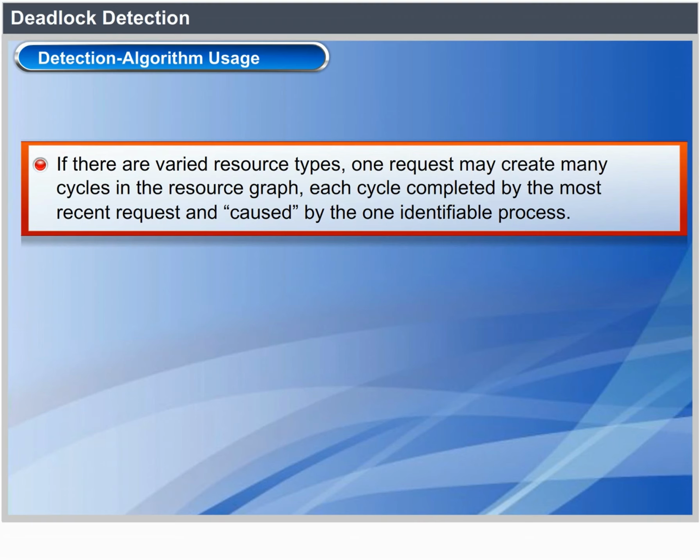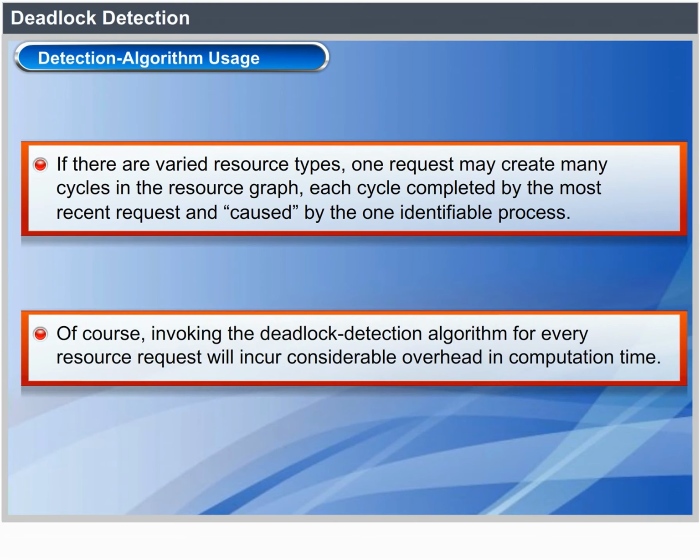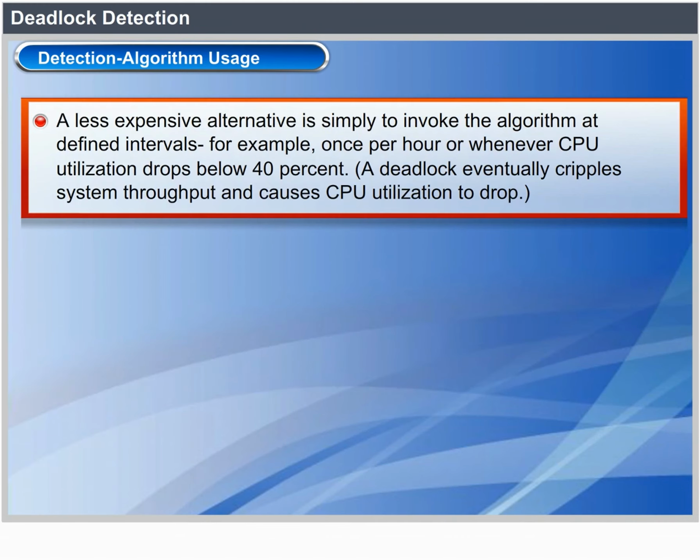Of course, invoking the deadlock detection algorithm for every resource request will incur considerable overhead in computation time. A less expensive alternative is simply to invoke the algorithm at defined intervals, for example, once per hour or whenever CPU utilization drops below 40%. A deadlock eventually cripples system throughput and causes CPU utilization to drop.